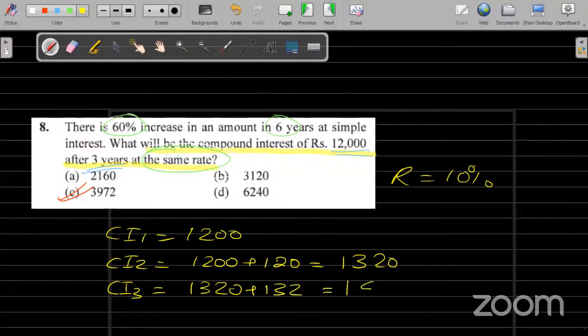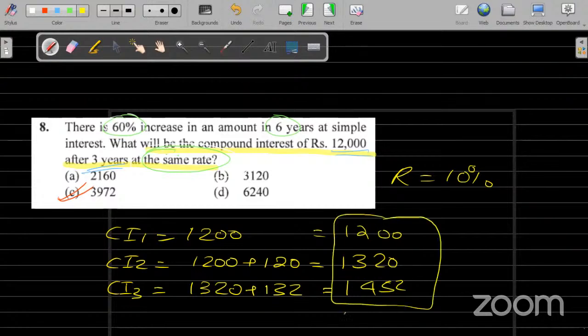That will be 1,452. And compound interest in the first year is 1,200, second year 1,320. Just add these three numbers. That will be 3,972. That will give the answer. So this is also a question that can be solved without much calculation, right? Hope it is clear. Next question.